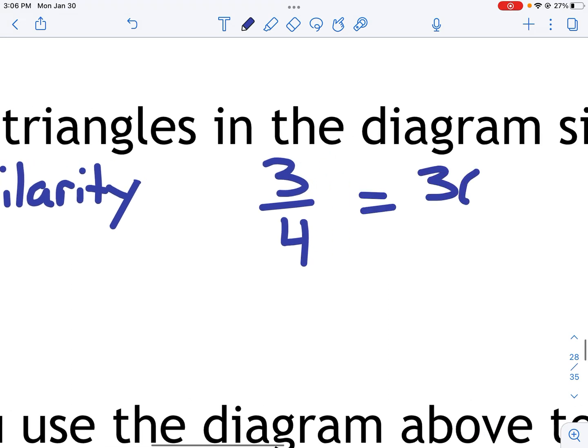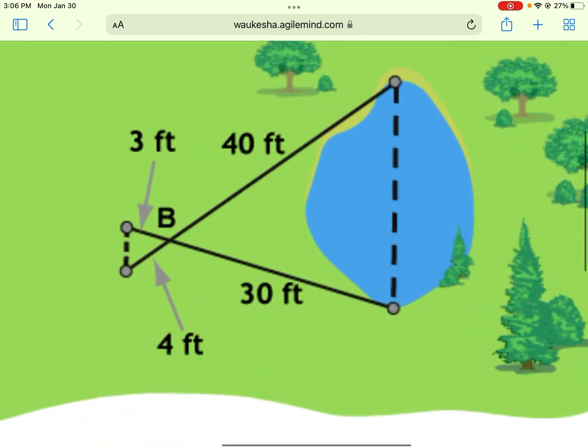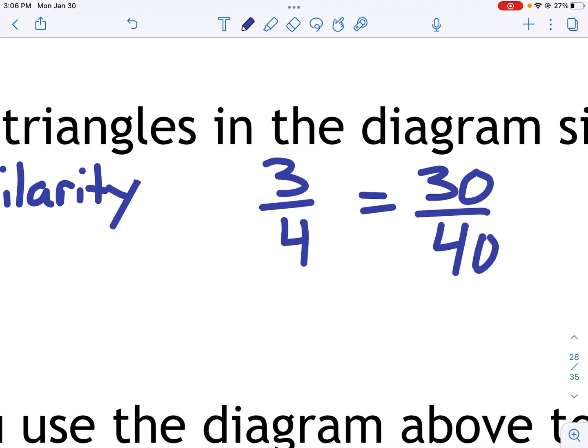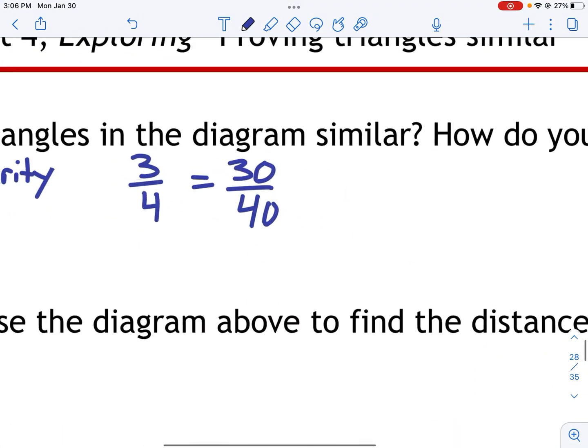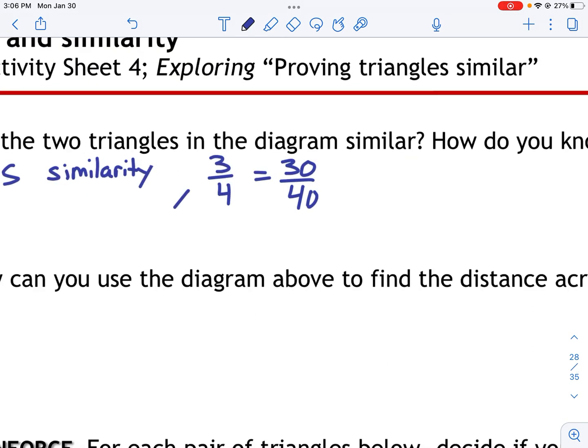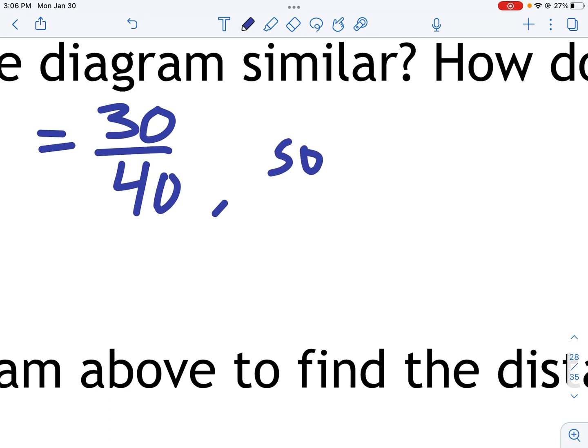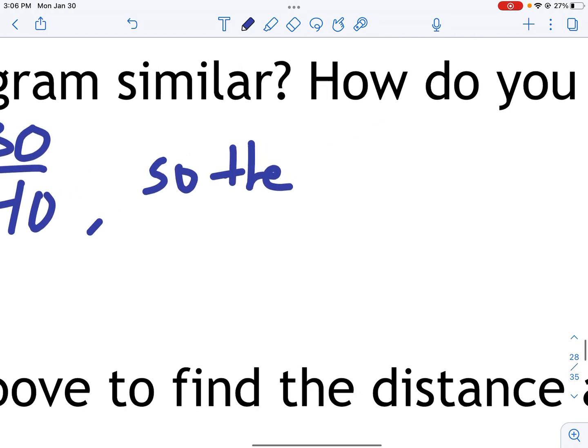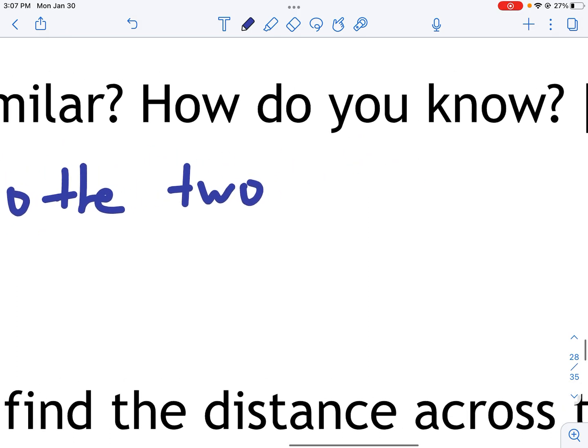Well, what do you mean by that? Well, we know that 3/4 is proportional to 30/40. And by that, I mean you can see 3/30, 4/40, we're just multiplying by 10. Or if you're going from the big one to the small one, we're dividing by 10, whichever way you like thinking about it. So how should I write this? So SAS similarity, 3/4 equals 30/40.